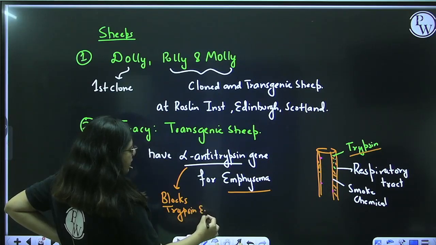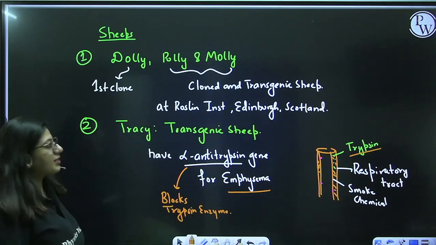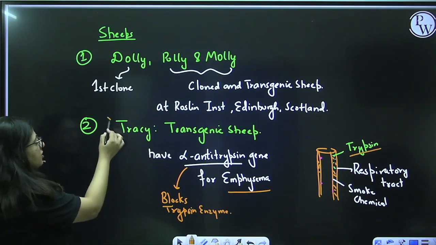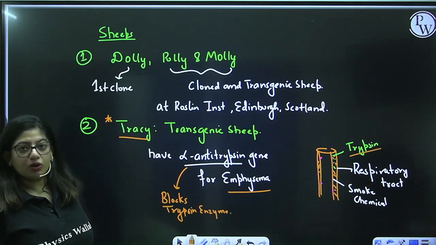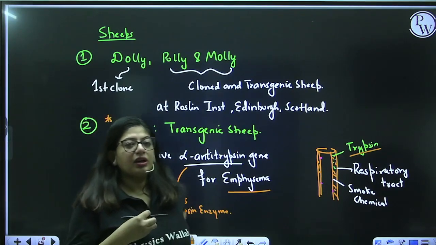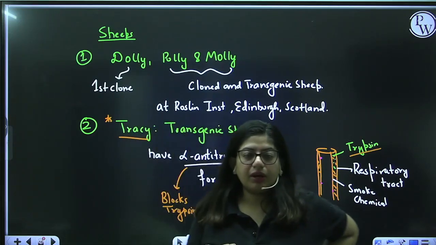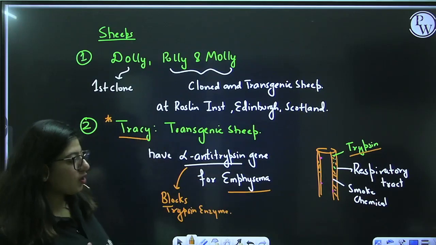Trypsin enzyme. Fine. So this is another sheep, Tracy, which is very important. Please put a star on it. That is transgenic and has been used to cure a disease. Apart from that, we have also used transgenic animals to treat phenylketonuria, okay, and other such diseases. So let's talk about a monkey now.